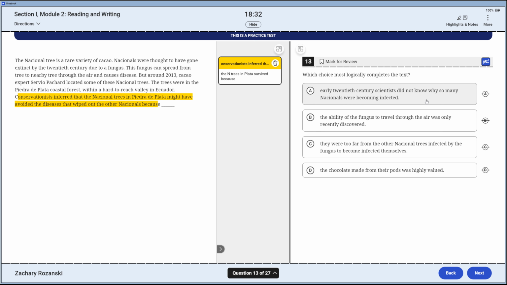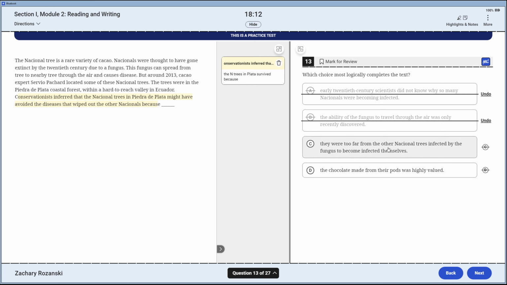Early 20th century did not know why so many were... No. Not knowing why they were becoming infected. The knowing or ignorance doesn't speak to their avoidance of it. The ability to see fungus droplets was only recently discovered. This doesn't make any sense. Our discoveries now wouldn't affect why some survived.